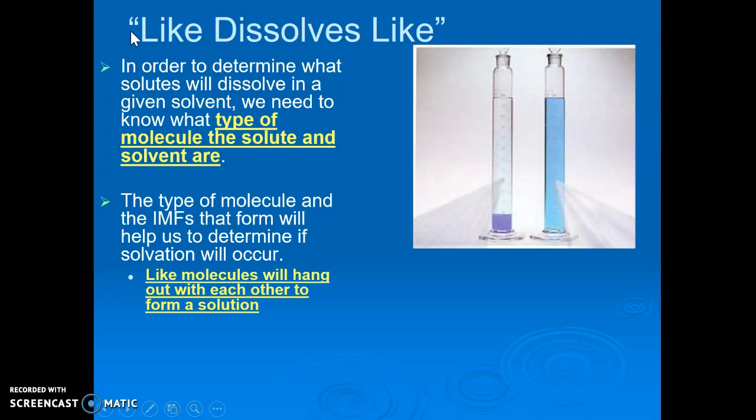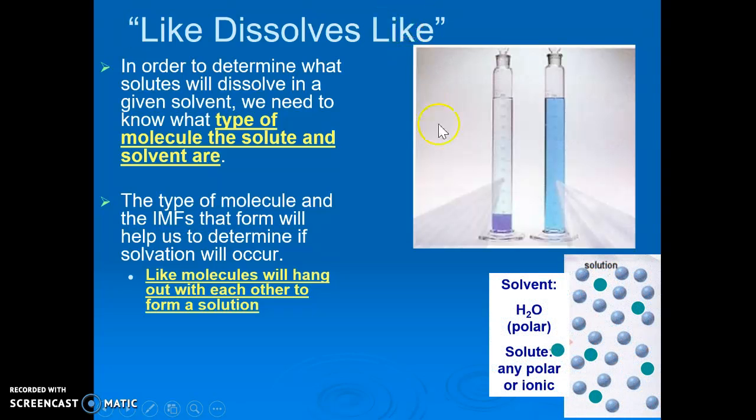Like molecules will hang out with each other to form a solution. What that means is that a polar molecule will dissolve in a polar solution, okay? Much like you observed in your lab on Friday. So typically when we have a solute and a solvent that are alike in terms of the intermolecular forces they're experiencing, they will form a solution, a homogeneous mixture.